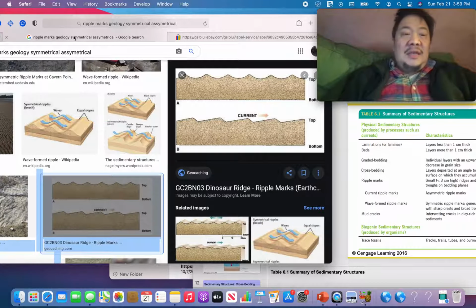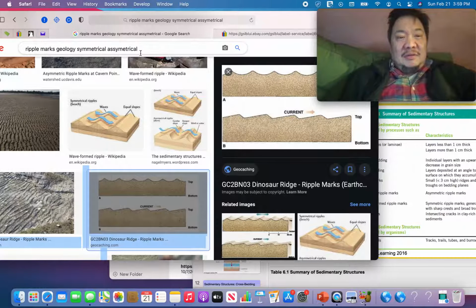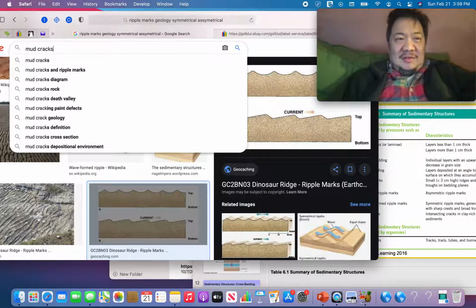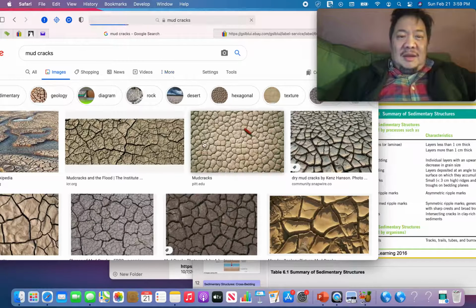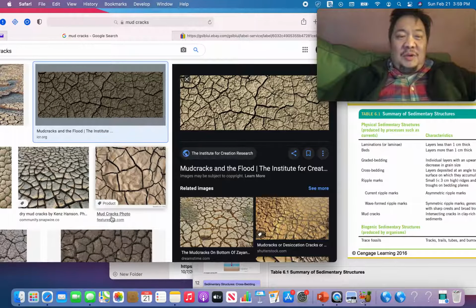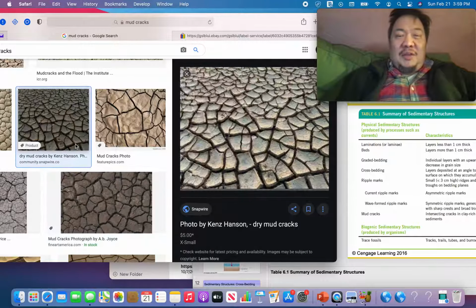Now, next thing I want to show you is mud cracks. I'm sure you've seen mud cracks before. This is what they look like. You've definitely seen mud cracks before.